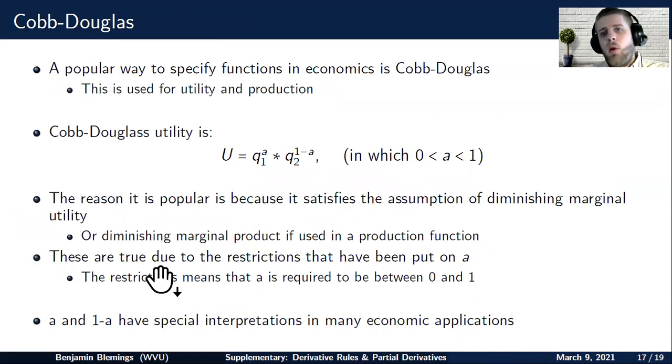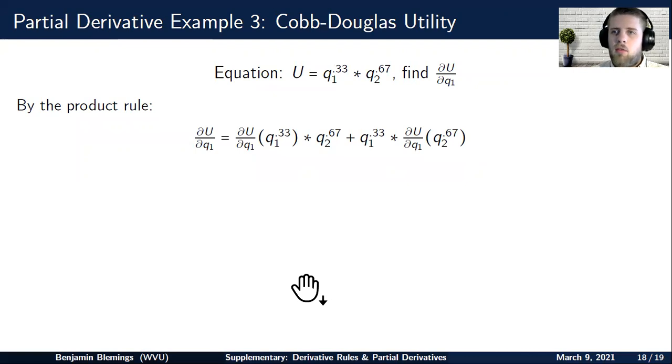All right, so a popular way to specify utility in economics is a Cobb-Douglas. It's used for utility and production pretty often. Cobb-Douglas utility is u equals q1 to the a times q2 to the 1 minus a, where a is between 0 and 1. The reason it's so popular is because it satisfies the assumptions of diminishing marginal utility, or diminishing marginal product if it's used in a production function. And these are true due to the restrictions I put on a here. So a and 1 minus a have special interpretations in many economic applications, but I want to show you one example of taking a partial derivative when the function is Cobb-Douglas.